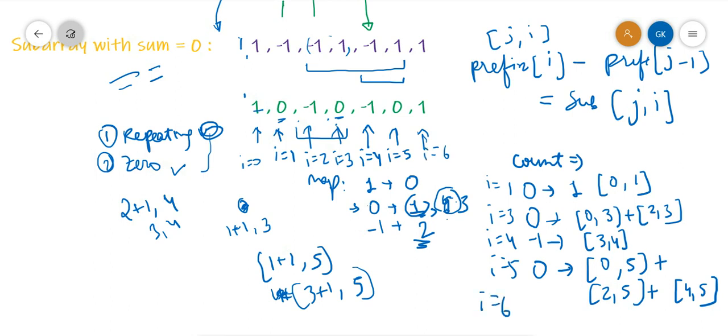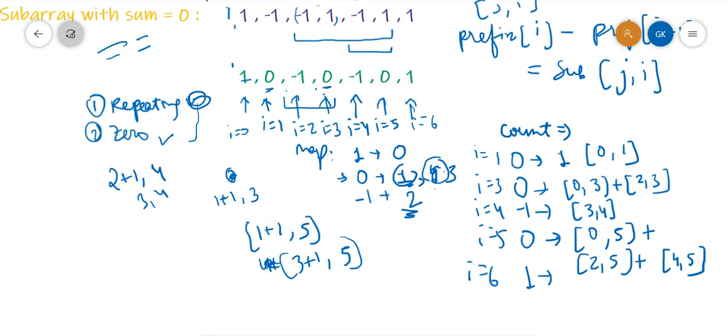I equal to 6, so which is 1, and it is satisfying our first condition because 1 was present at this index, 0 index. So that means there exists a subarray from 0 plus 1 till our current index, which will be having subarray sum equal to 0, from this to this.